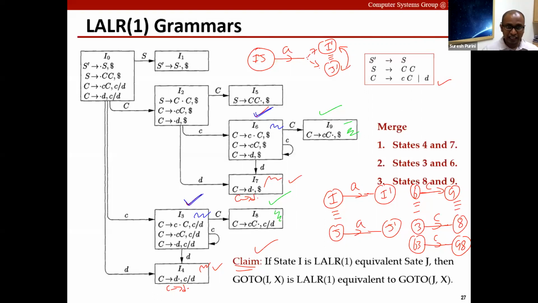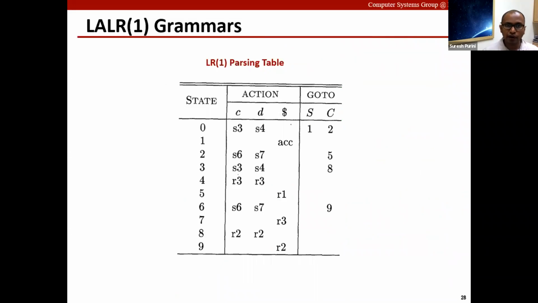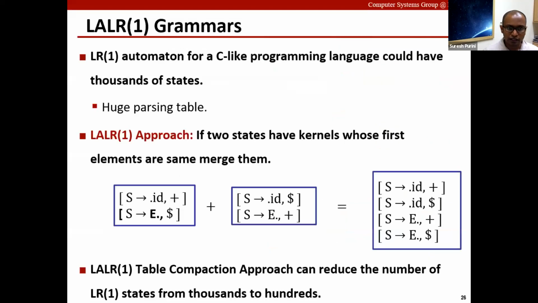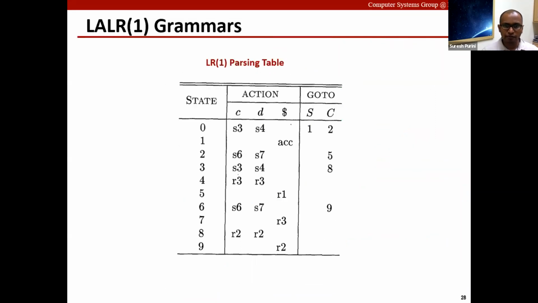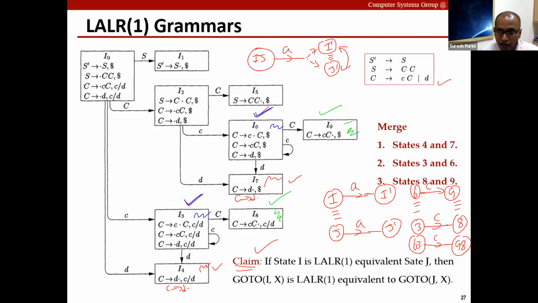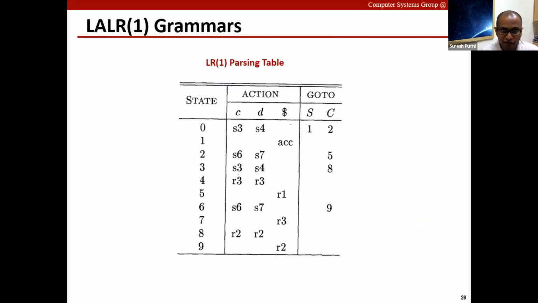So now let's see the LR1 parsing table for the original grammar, based on this LR1 automaton. And you can see that states 6 and 3 are equivalent. So state 6 and 3 are equivalent. So what we do is we merge these two states, two rows together.